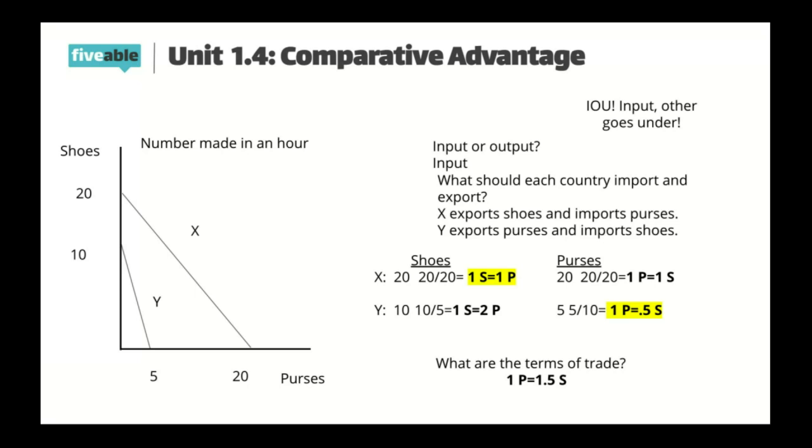So with input, the other goes under. So in this situation, that still one shoe is equaling one purse for country X. Country Y, you're going to have one shoe equaling two purses. And you're like, wait, why did it flip? Because we did it's input, because it's the amount of hours used to make this. My apologies, I'm fooling myself.